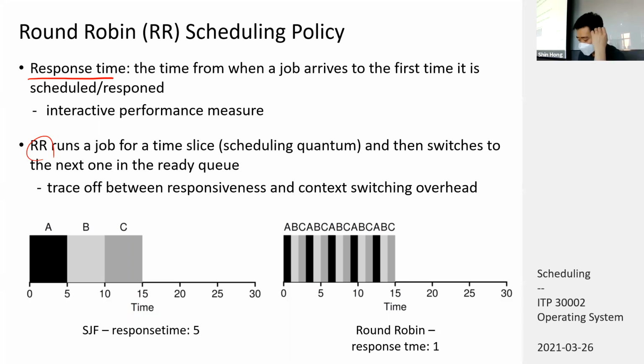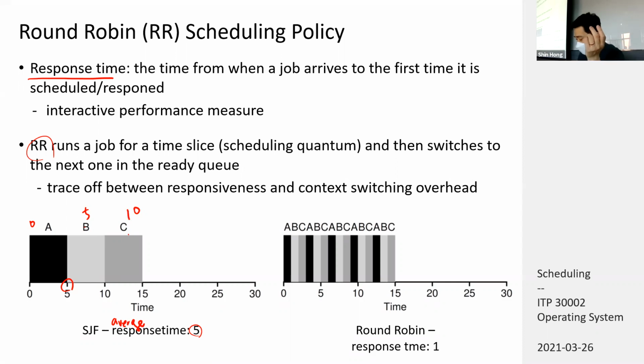scheduler. So this is SJF, and here the average response time is 5. Why? Sorry, the response time for A is 0, because as soon as it gets started, it gets scheduled. But for B, it is 5 for B to get executed. So the response time for B is 5. What about C? It takes 10 time units for it to be first scheduled. So the response time for C is 10. So on average, it's 5, right?